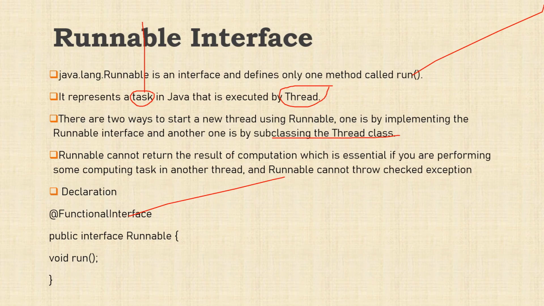Runnable can't return the result of a computation, which is essential if you are performing some computing task in another thread, and Runnable can't throw a checked exception. The run method inside the Runnable interface will not return anything, and it does not throw any checked exception. This is the internal code of the Runnable functional interface. Only one method, run.